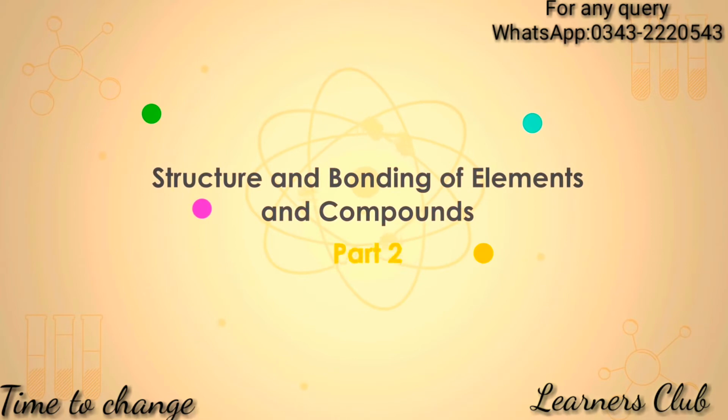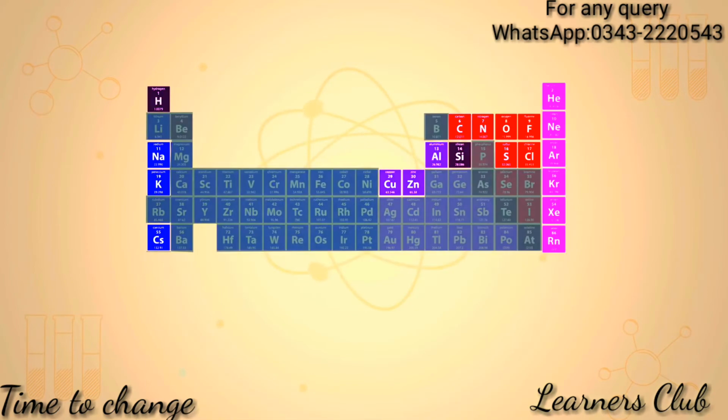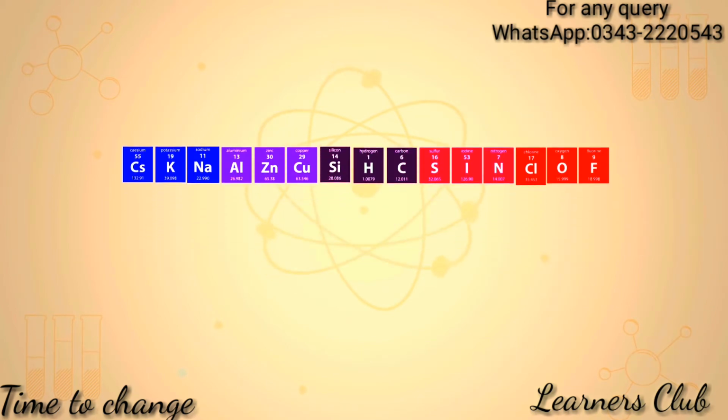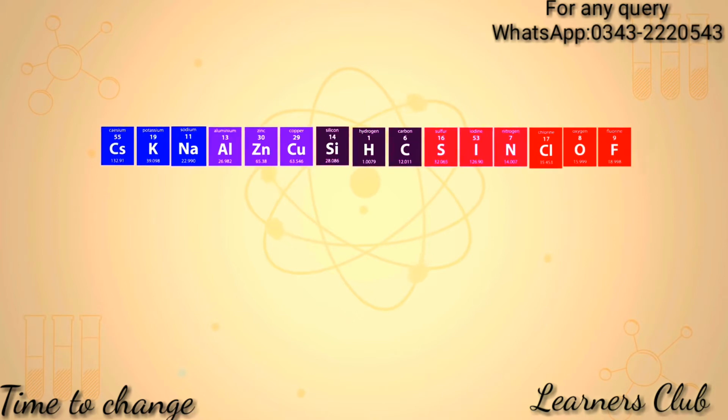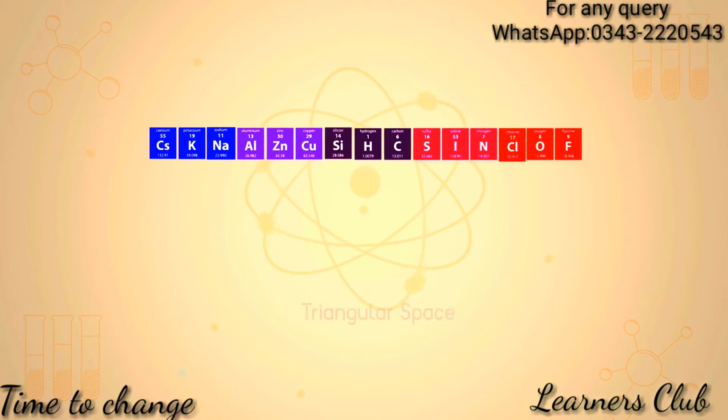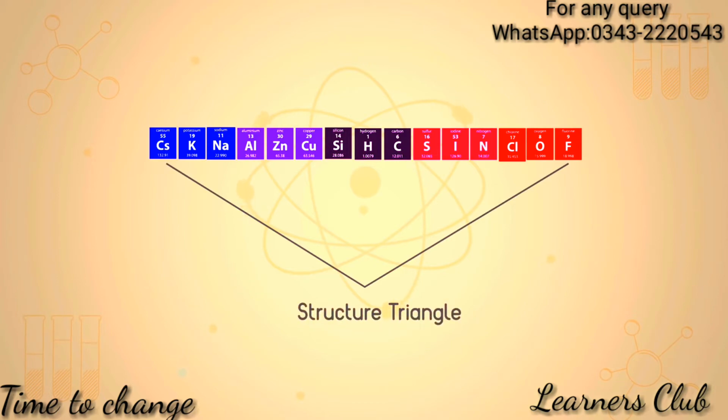Structure and Bonding of Elements and Compounds, Part 2. In Part 1 of this video we developed a triangular space with the elements arranged along the top from the most reactive metal cesium to the left and the most reactive non-metal fluorine to the right. All possible compounds formed by the elements will now fall into the triangular space, the structure triangle.